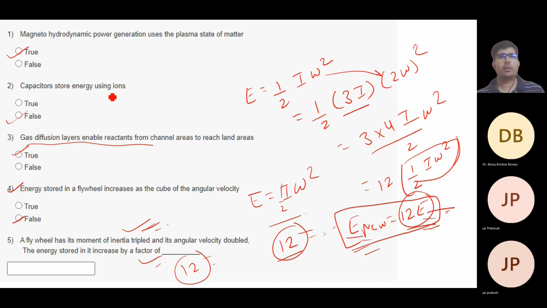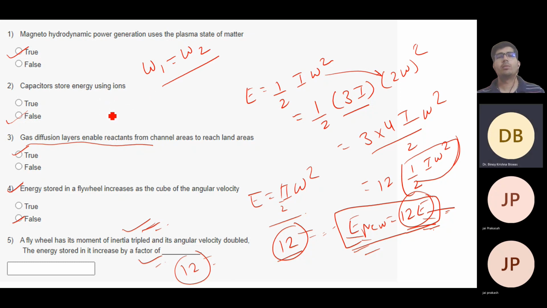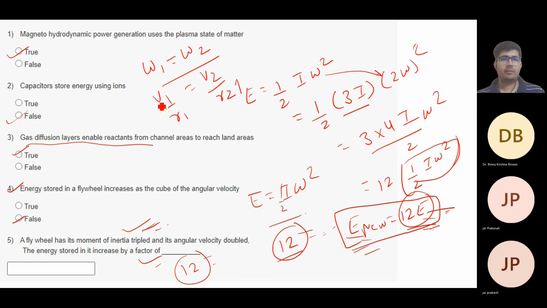No, if radius is different, they have mentioned that angular velocity is same. So they have mentioned that omega 1 equals omega 2. Omega 1 is V1 by R1, omega 2 will be V2 by R2. So now if you are saying that R2 is greater than R1, then for them to be equal, V1 and V2 will be different. But omega 1 equals omega 2. So if you are changing the radius, it means you are changing the velocity, but the ratio is same.